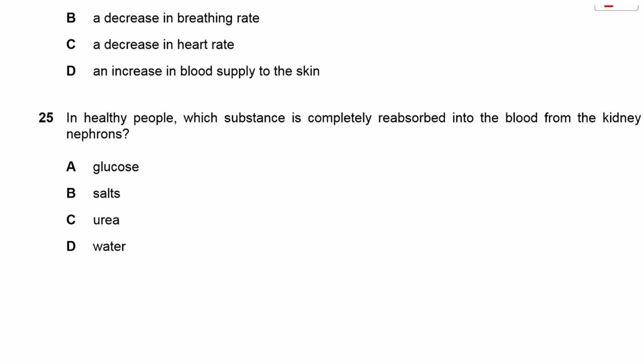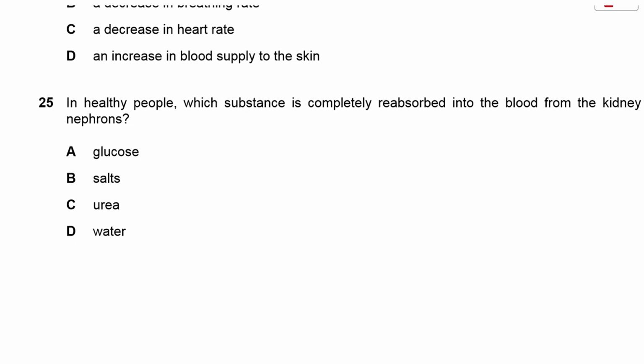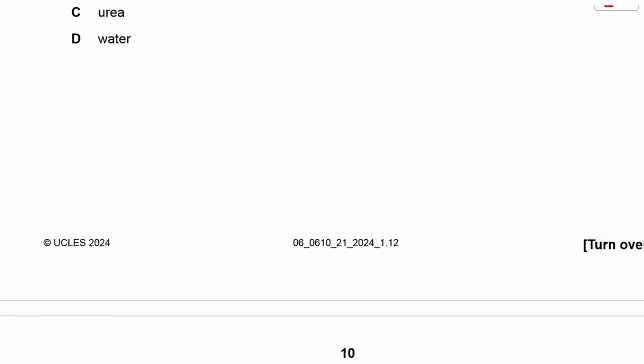Number 25 says, in healthy people, which substance is completely reabsorbed into the blood from the kidney nephrons? In healthy people: glucose, salts, urea, water. Now, the salts, urea, and water might not be completely reabsorbed, but glucose has to be completely reabsorbed. So we'll single out glucose.